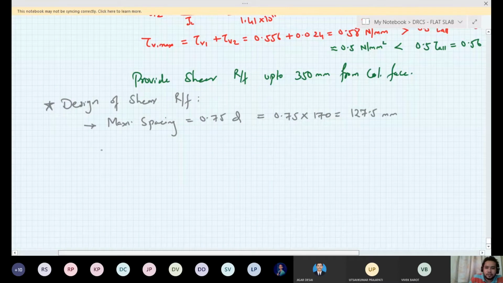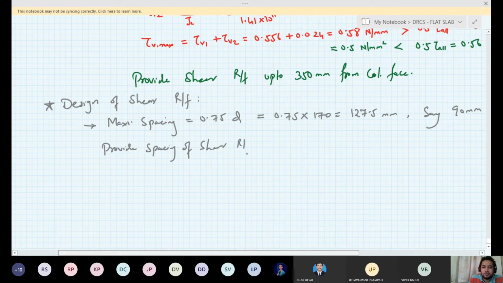Okay, so let us say 90 mm. You can choose any, 100 mm or 120 mm. Okay, so let us say 90 mm. We provide the spacing of shear reinforcement at 90 mm center to center.